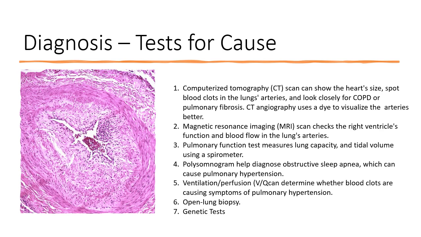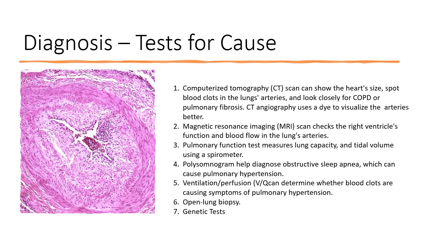Third, pulmonary function tests. This non-invasive test measures lung capacity and tidal volume using a spirometer. Fourth, polysomnogram, which measures brain activity, heart rate, blood pressure, oxygen levels, and other factors while asleep, can help diagnose obstructive sleep apnea, which can cause pulmonary hypertension. Fifth is ventilation perfusion ratio or VQ ratio. In this test, a tracer is injected into a vein that shows blood flow and air to the lungs. A VQ ratio test can determine whether blood clots are causing symptoms of pulmonary hypertension.